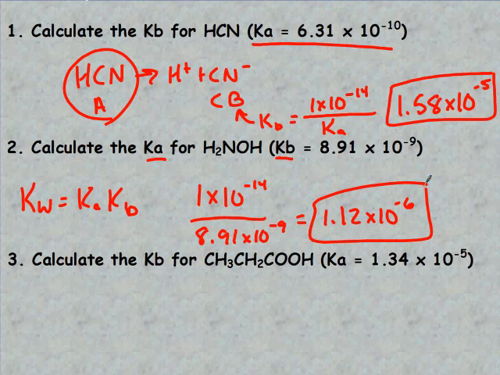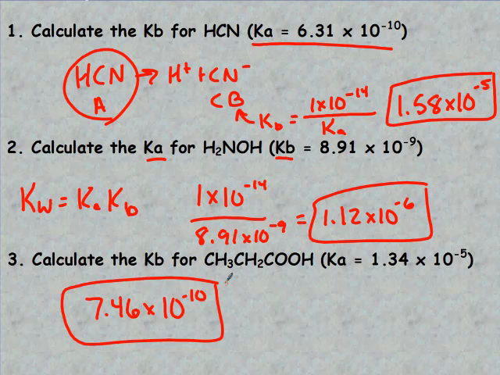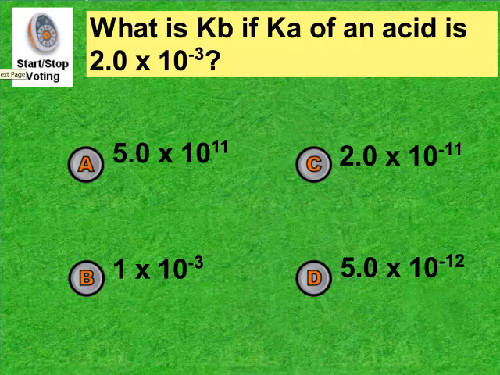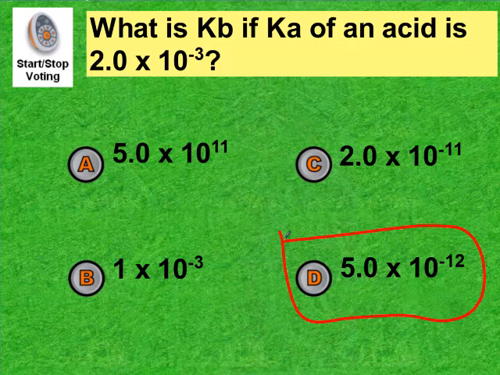And that's the Ka value. Go ahead and pause the video and do number 3 on your own. Restart when you have an answer. You should have gotten 7.46 times 10 to the negative 10th. And finally, pause the video and restart when you have an answer for this one. So you should have gotten D.